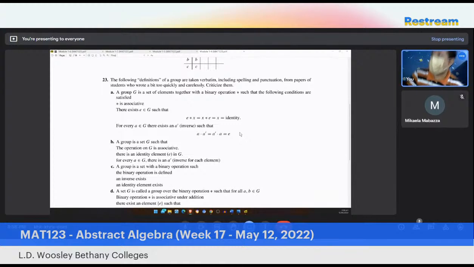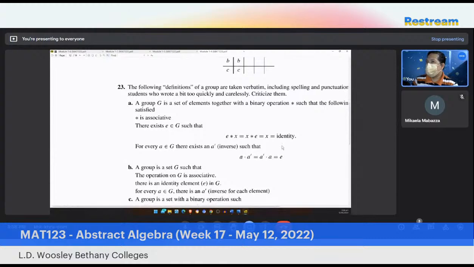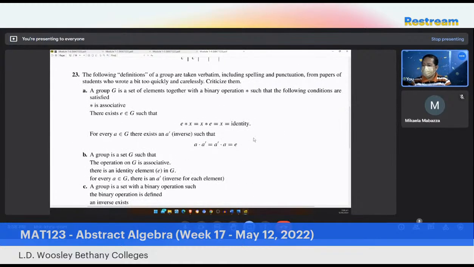Okay. So i-critic mo na lang to. Ito yung error dyan. This portion: e raised to x, e times x is equal to x times e is equal to x equal to identity. Is it correct? Yan yung i-critic dyan. Yung expression na yan, Micaela.